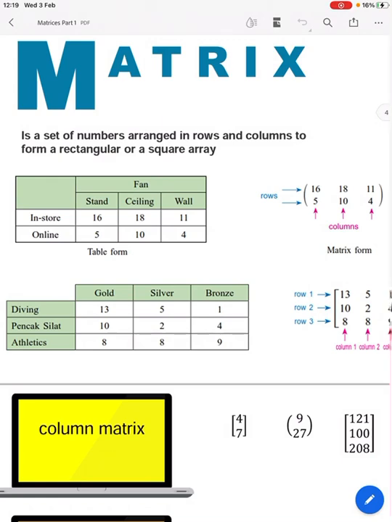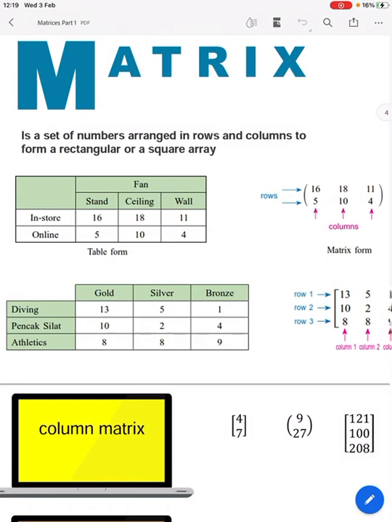So if you want to transform from table to matrix form, we just take out the numbers in order. So 16 followed by 18 followed by 11, and then for the second row 5, 10, 4. Okay, so all the numbers must stay put at their position, so that they are in their respective columns and their respective rows.